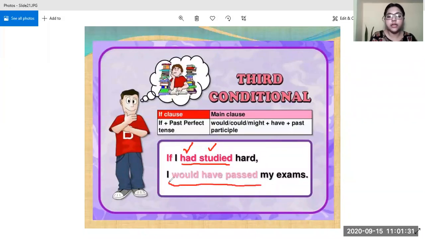It is again written in the perfect form, but would is used over here. Always would, could or might will be used, not will, can or may. You will not use will, can or may in the third conditional. We will always use would, could or might plus have plus past participle. This is the format of writing the third conditional.